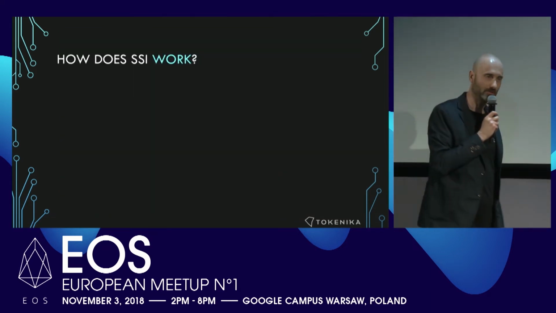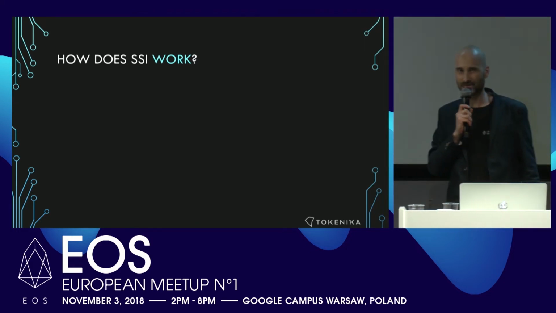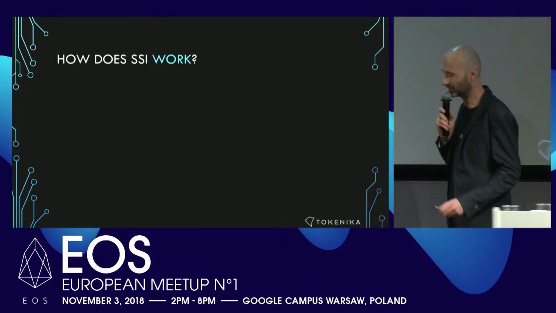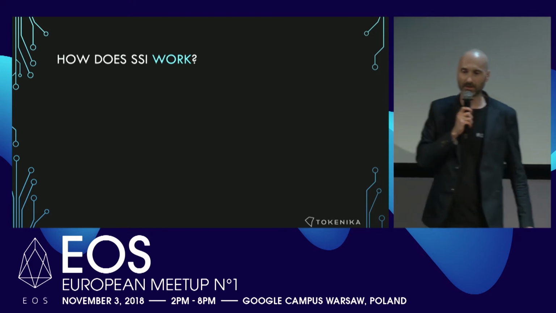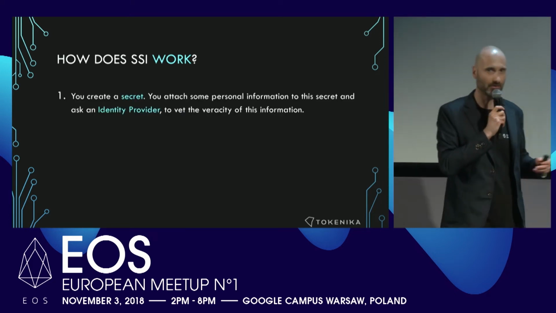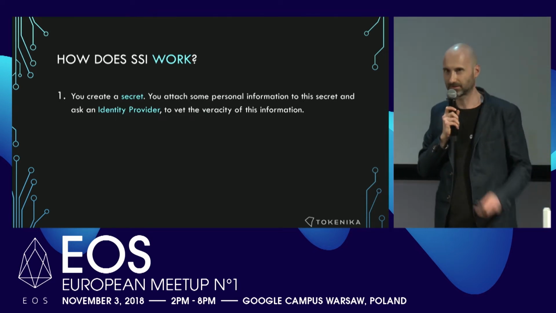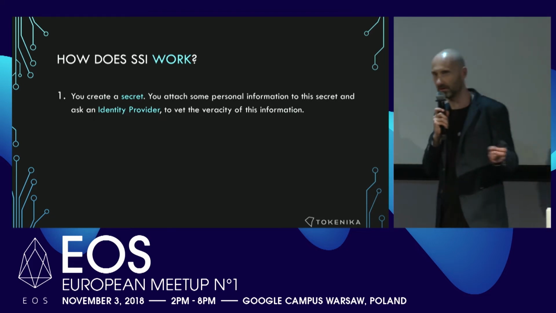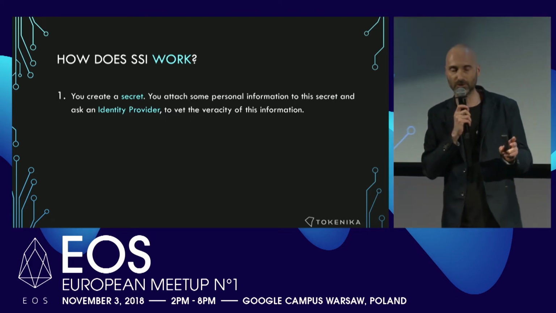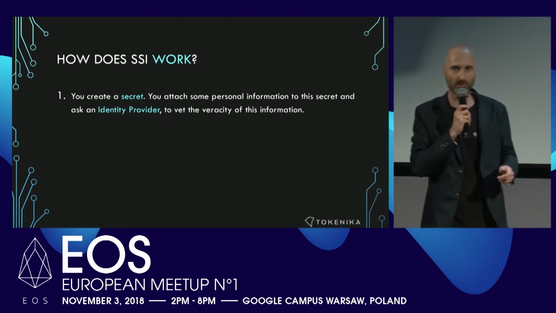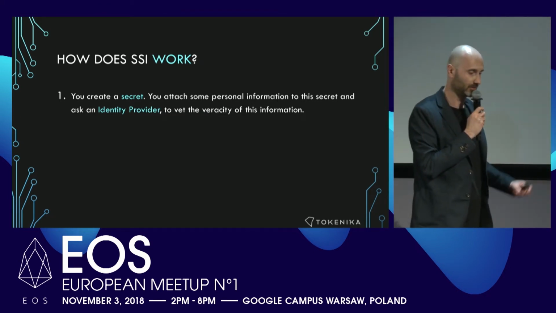Okay, so very briefly, how does self-sovereign identity work? It's quite complex, but I will make it really simple. I will simplify the whole process to 3 steps. In the first step, you need to create a secret. The formal name is a private key, but let's call it a secret. A secret is a long sequence of random characters, and only you know the secret. You are the only person who knows the secret. And then you attach some personal information to this secret.